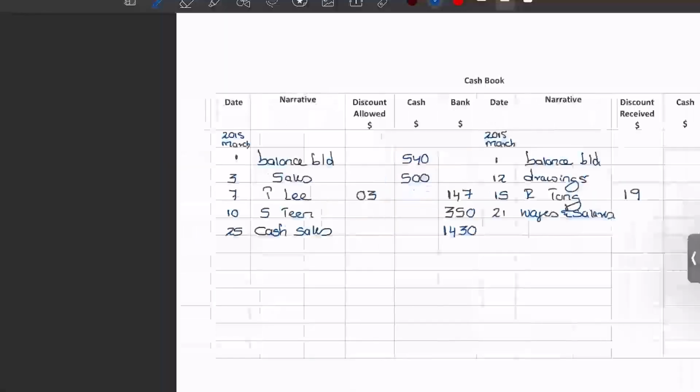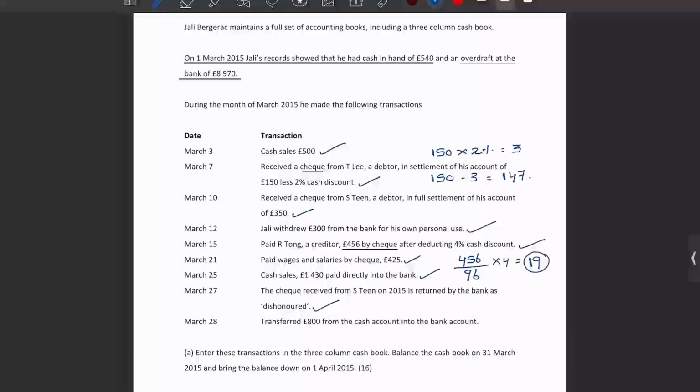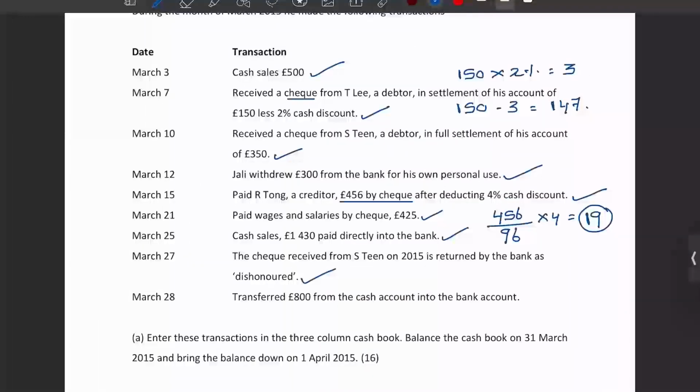Now the next transaction given to you. Interesting. This will always come in a past paper question. This dishonored check, you call it. The check received from ST on 2015 March. When did you receive from ST? March 10th, right? Okay. Is returned by the bank as what? Dishonored. How much is the check that you got from ST? 350, right? Okay, you know what you have to do?